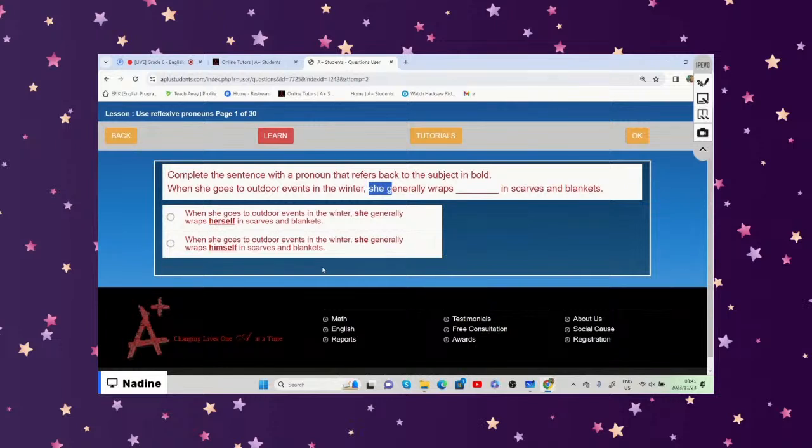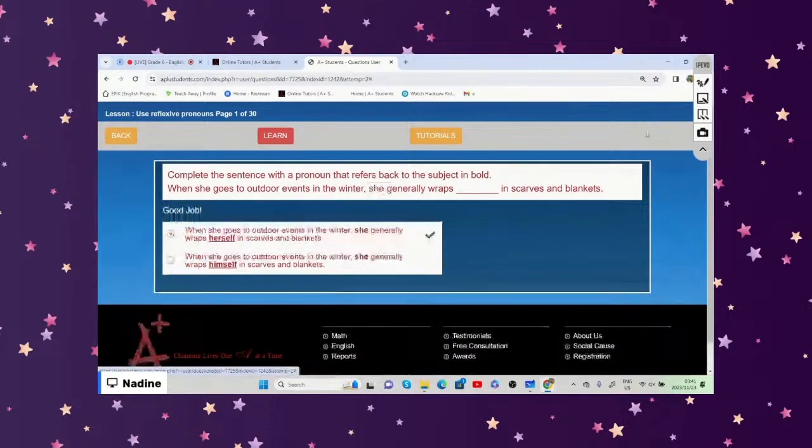Which one is the correct one? Option one, which is herself, because we refer back to the subject, which is she, or himself, which refers back to the subject she. All right, so we'll choose the first option because herself refers back to the subject, which is she. So well done.